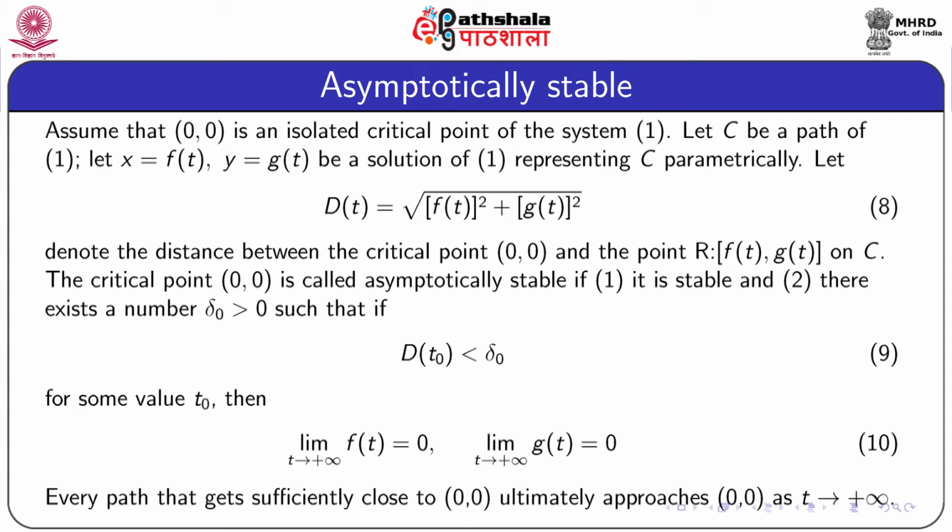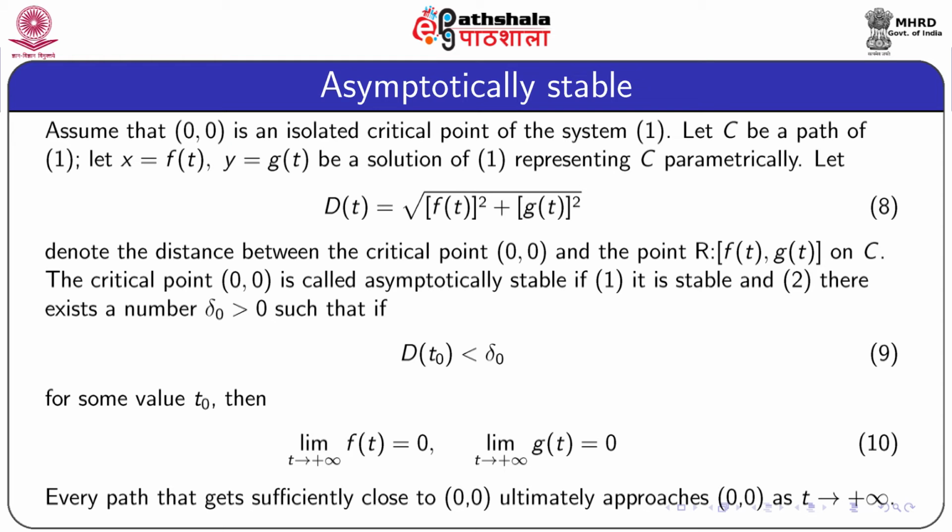Now, let us look at what is asymptotically stable. So, we again assume that (0, 0) is an isolated critical point of the system 4, and let C be a path of 4, and let x equal to f(t) and y equal to g(t) be a solution of 4 representing C parametrically, and we define the distance d(t) equal to the square root of f(t) squared plus g(t) squared, which denotes the distance between the critical point (0, 0) and the point R, which is (f(t), g(t)) on C.